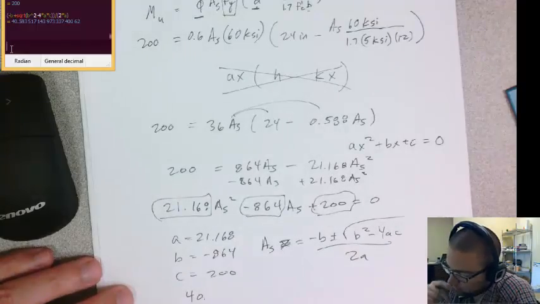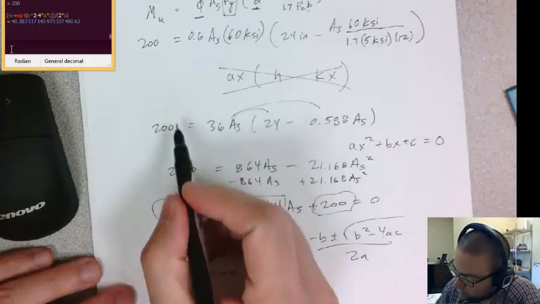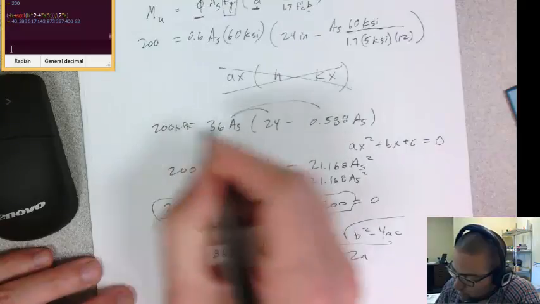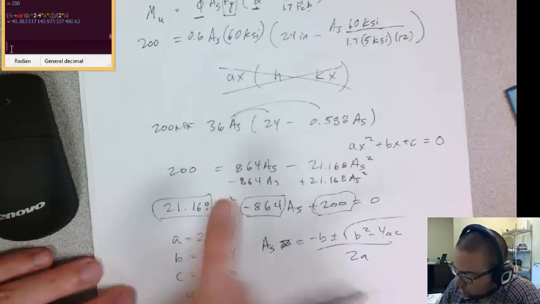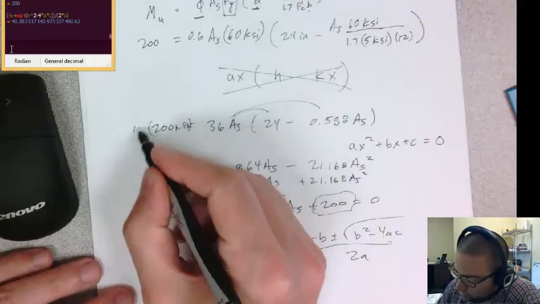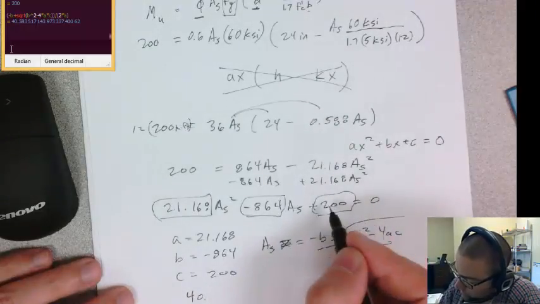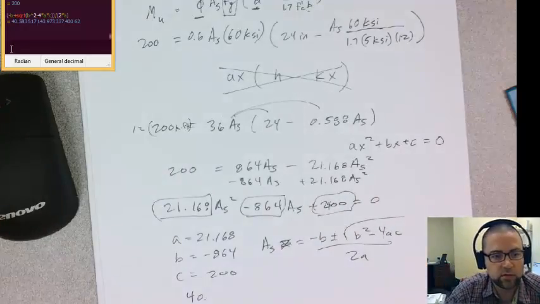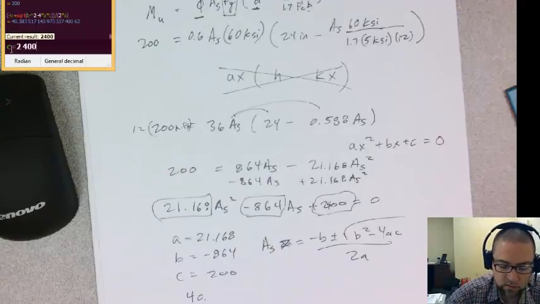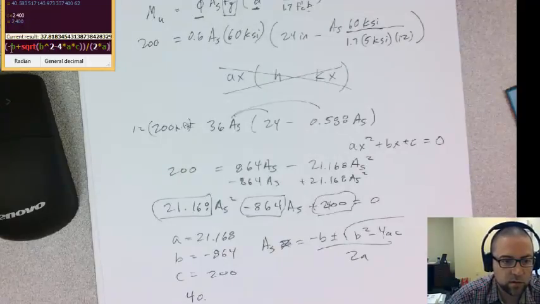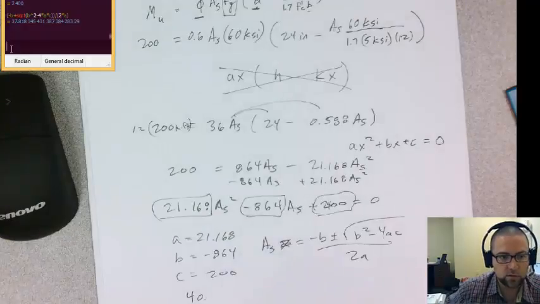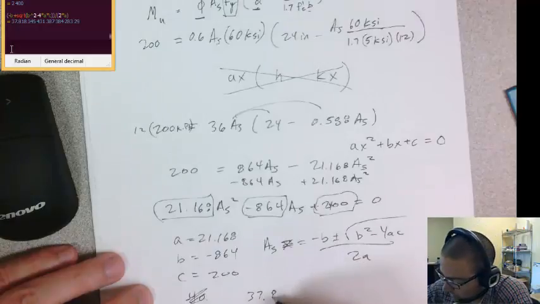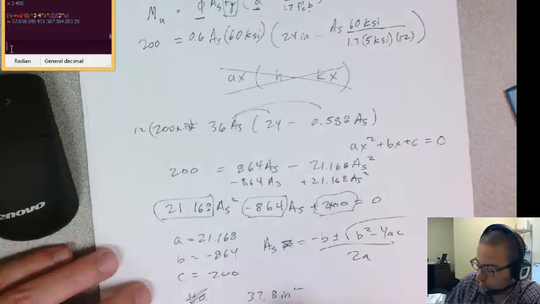Oh, the reason for that is probably because this was in kip feet, and I want it to be all in inches. So I actually need to multiply this by 12. So this 200 should be 2400. Let me see if that changes anything. So c equals 2400. And then let me repeat that. Yeah, so 37 is still a big number. 37.8 inches squared. So this is maybe a bogus number.